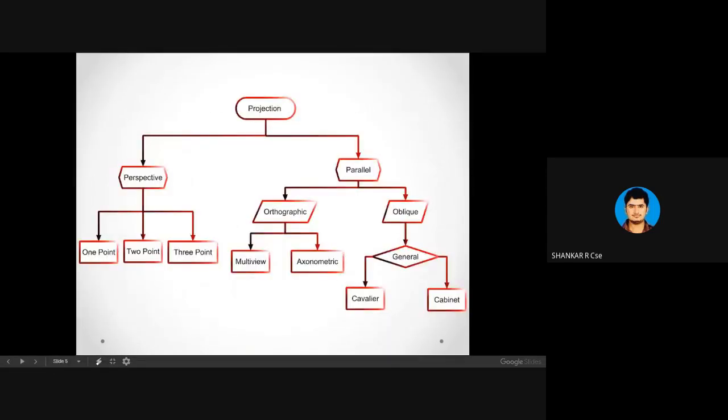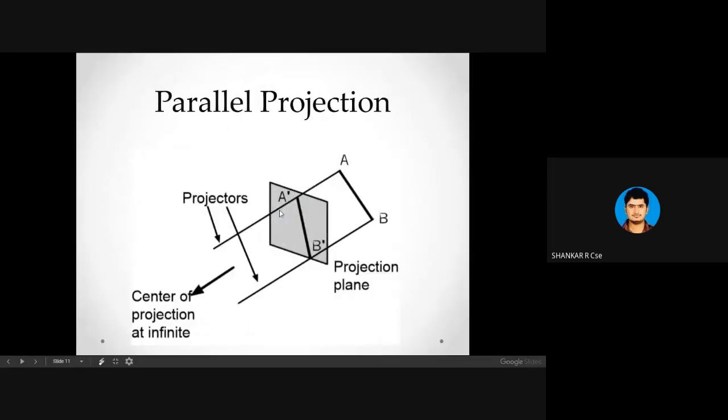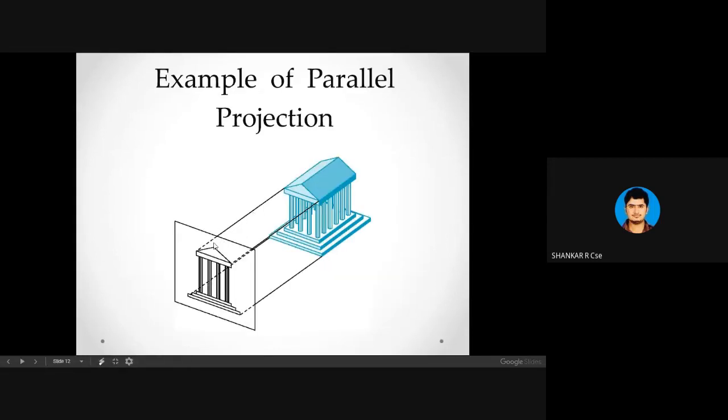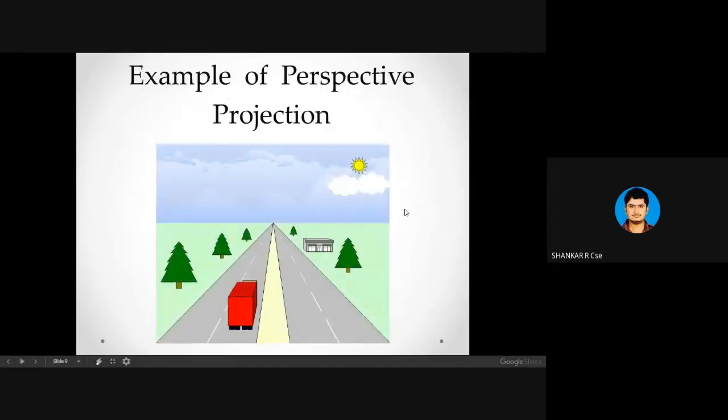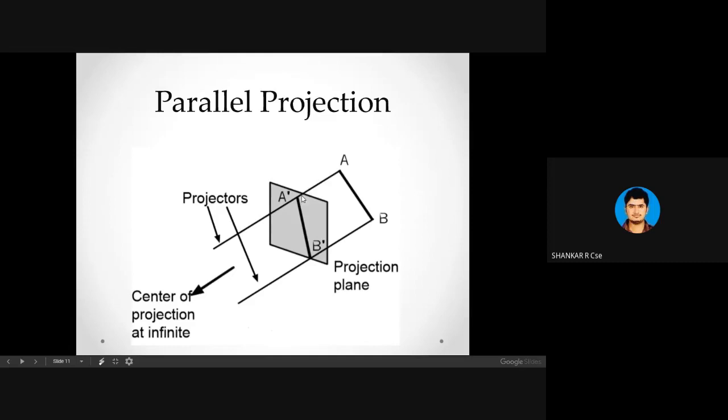Now coming to this orthographic. Now parallel projection means projections are parallel to each other. Orthographic means the projection rays are perpendicular to the plane. If the projection rays are parallel, and if the projection rays are perpendicular to the plane, it is called orthographic parallel projection. One more type is if the projection rays are parallel and the projection rays are not perpendicular, that is called oblique projection. Something like this. You can see here, this is not perpendicular to the plane, but still they are parallel. In that case, it is called oblique projection.